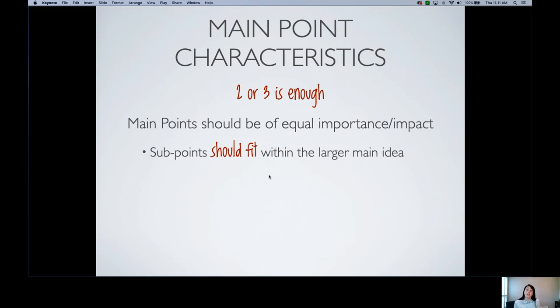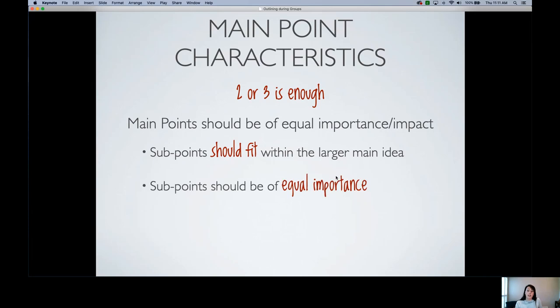Many of you might find it easiest to think about this in terms of your 5-paragraph essay, where each paragraph has a purpose and each paragraph has a topic sentence and then the rest of the paragraph supports the topic sentence. In many ways, that's how you can think of a main point, as a single paragraph within that 5-paragraph essay. Your subpoints should be of equal importance, and each subpoint should directly support the main point.